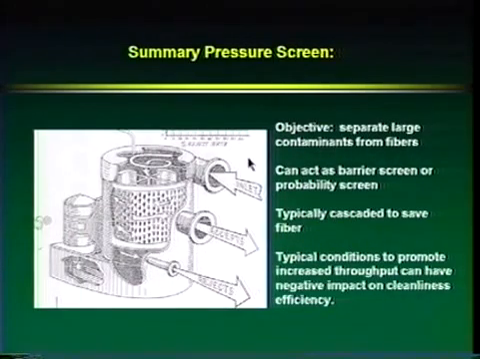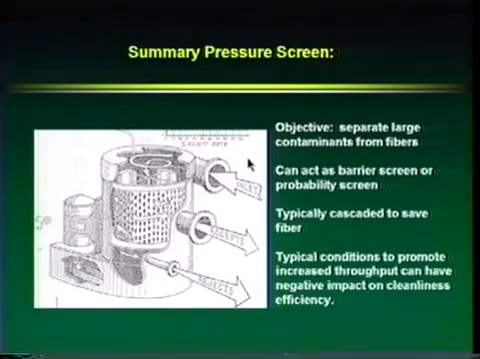All right, now we'll summarize. Summary of a pressure screen. Our objective is to separate large contaminants from fibers. And the screens are set up in such a way that we're going to remove some contaminants and protect downstream equipment. It can separate as a barrier screen or a probability screen.